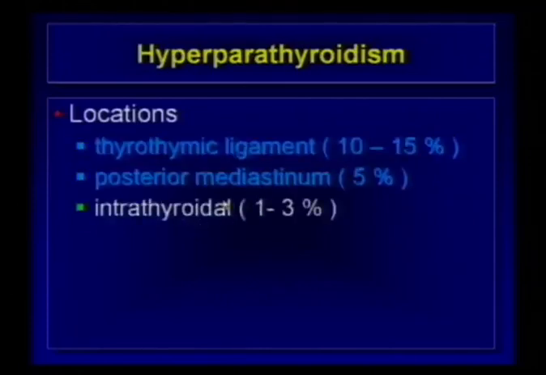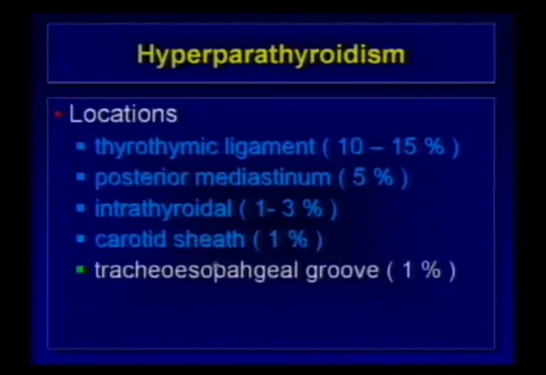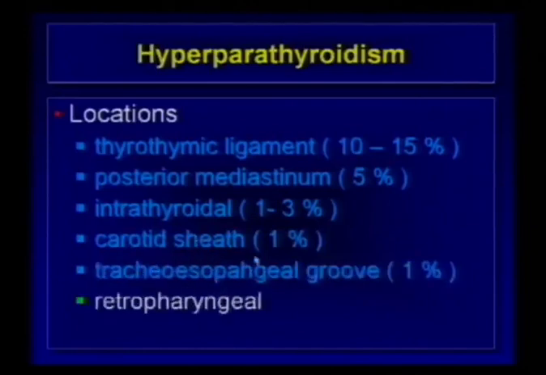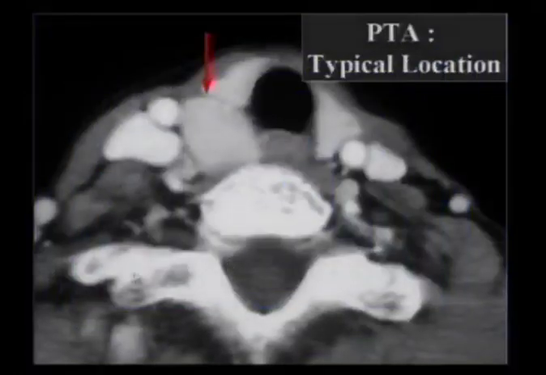They may actually occur in the thyroid gland itself. So a hypercalcemic patient with a thyroid nodule, you've got to think about parathyroid adenoma. It can even occur in the carotid sheath, so they can mimic a paraganglioma when they're sitting up in the region of a carotid body tumor. You may see them in the tracheoesophageal groove or retropharyngeal, or even in the anterior mediastinum. This case that I showed you is probably more properly termed thyrothymic ligament. I'll show you an actual mediastinal lesion shortly.